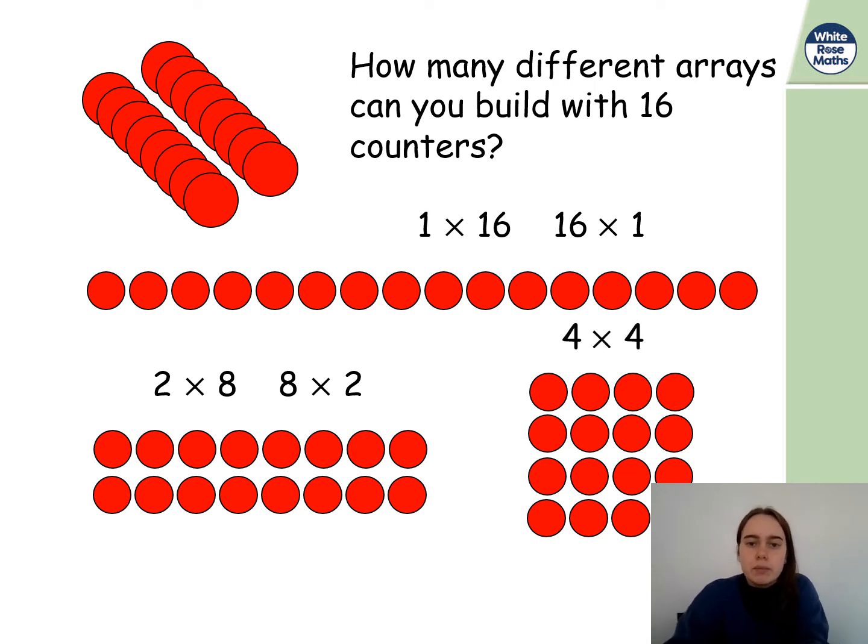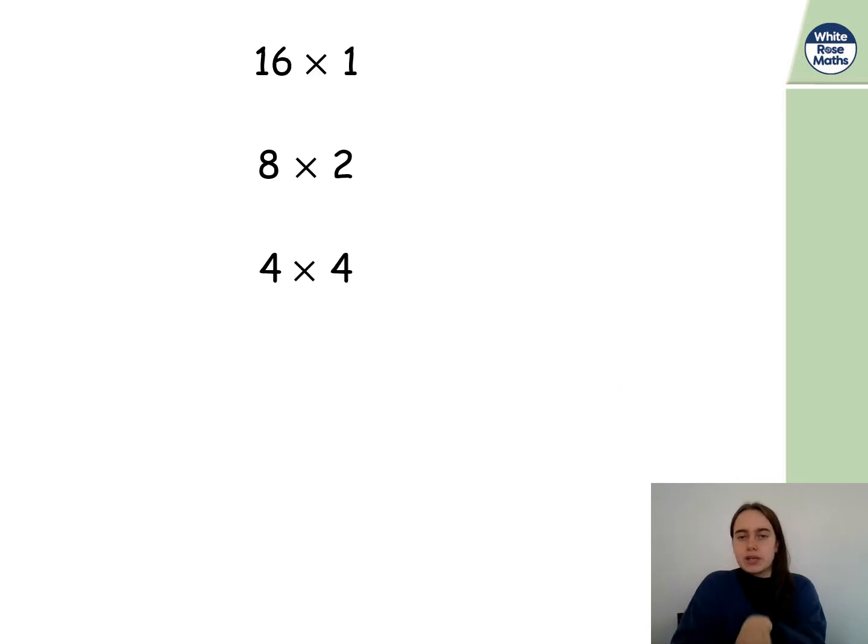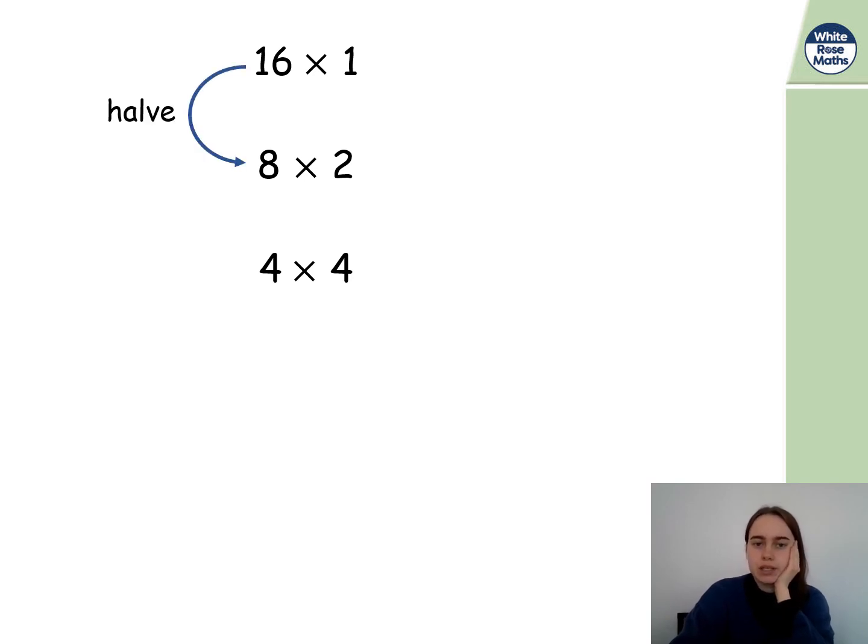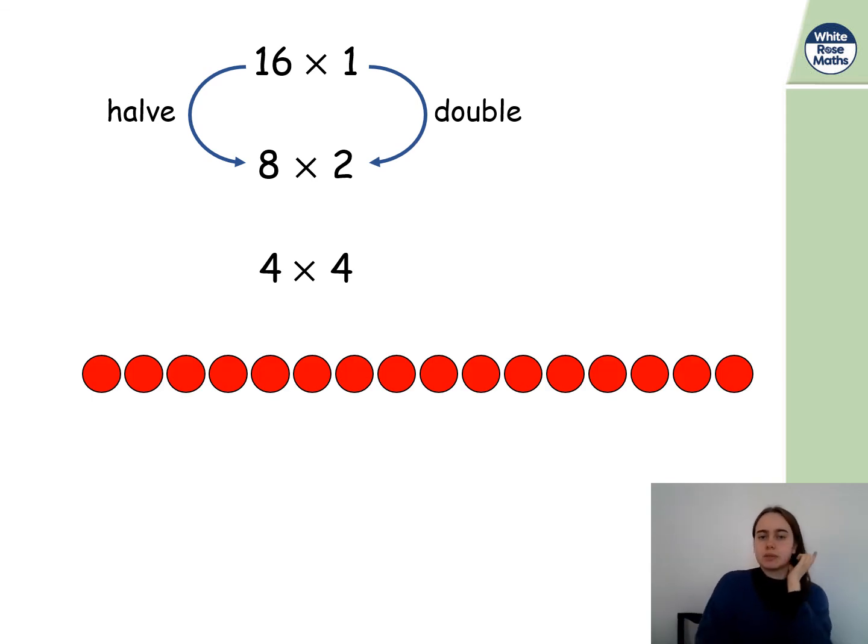Now have a look here. Remember, you can switch round the numbers when multiplying and it does the same thing. Just like if I was to add, say 1 add 2 equals 3, that's the same as saying 2 add 1 equals 3. We can switch them around. So here I have 16 multiplied by 1, 8 multiplied by 2, and 4 multiplied by 4. Those are the answers that I had for 16 on the last slide.